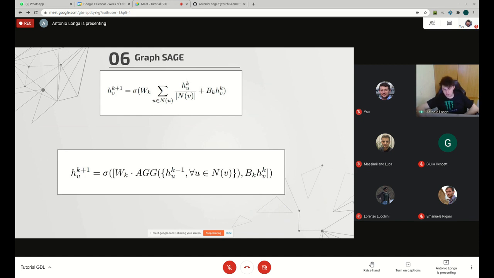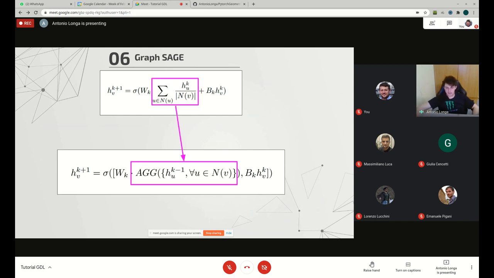And another modification that they did was, instead of summing the information given by myself in the previous layer, so b_k multiplied by v_k, instead of summing together this information, so as I said, the information comes from my neighborhood and the information comes from myself, Hamilton decided to concatenate this information. Okay, so as you can see here, it is just a concatenation.